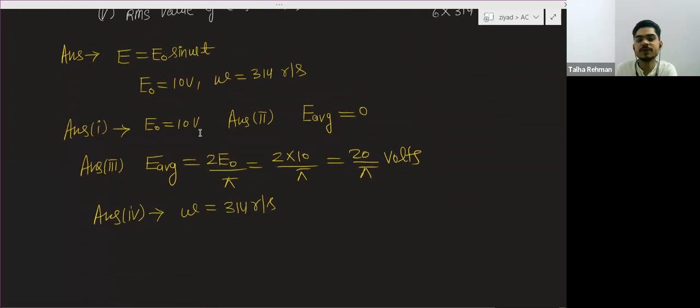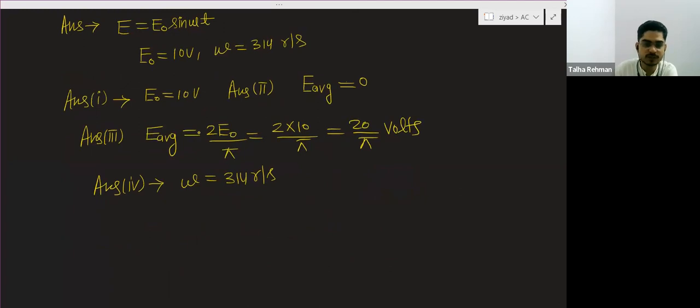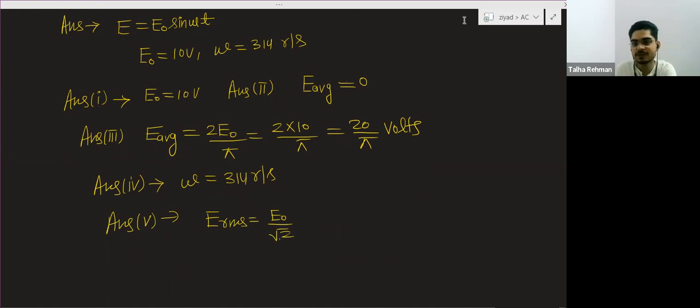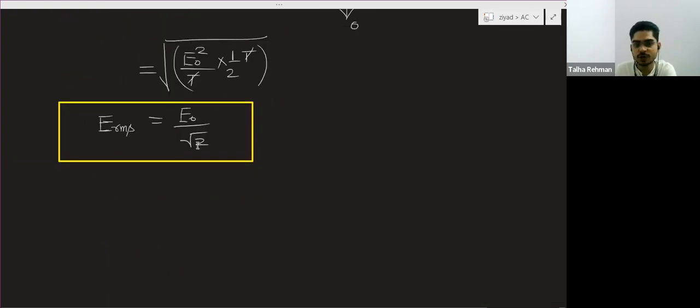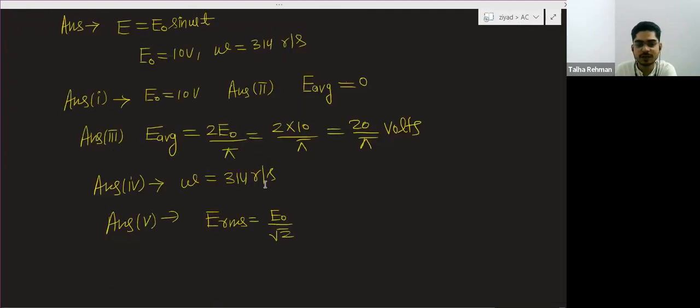Fifth, RMS value of EMF. RMS, root mean square value. RMS value is given by peak value divided by root 2. We have just calculated in the last derivation. E RMS is equal to E naught by root 2. E naught is given as 10, so your answer will be 10 by root 2 volts.